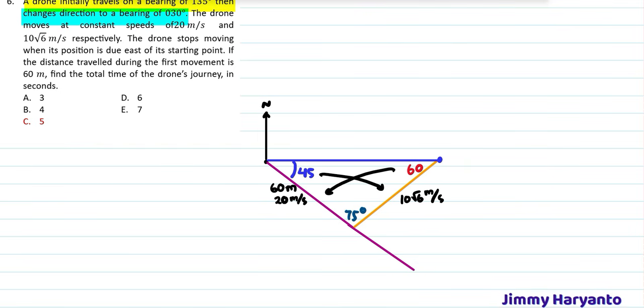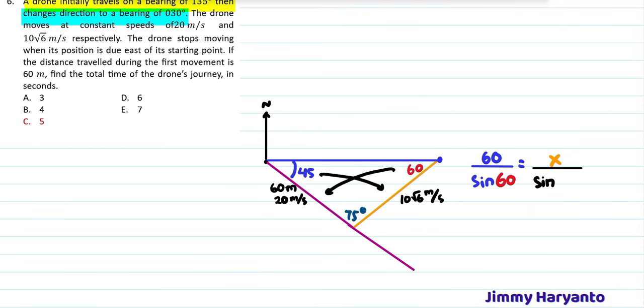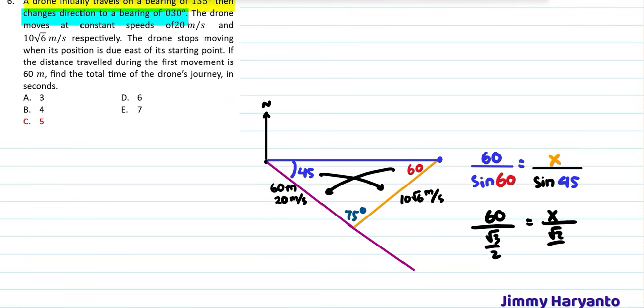So this one first. 60 over sine 45 equals to, sine 60, yeah, my bad. Sine 60 equals x, the orange, over sine 45. Okay, let's calculate this. So we have 60 over square root of 3 over 2 equals x over square root of 2 over 2.